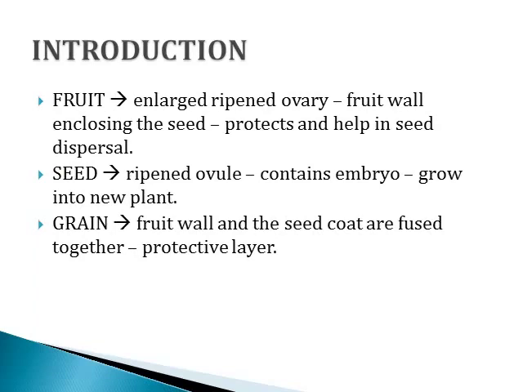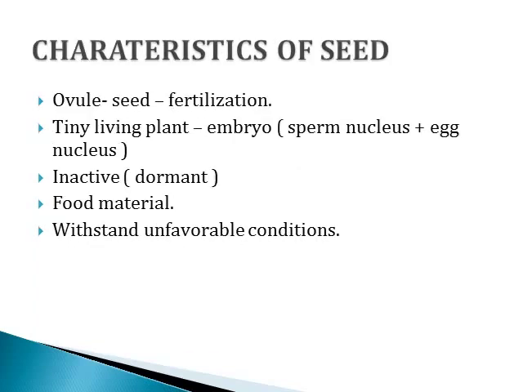Seed is a ripened ovule which contains the embryo. This embryo is going to grow into a new plant. Grain is a combination of fruit wall and seed coat. The fruit wall and the seed coat are fused together, which acts as a protective layer, so it is called a grain. So this is the definition for fruit, seed and grain.